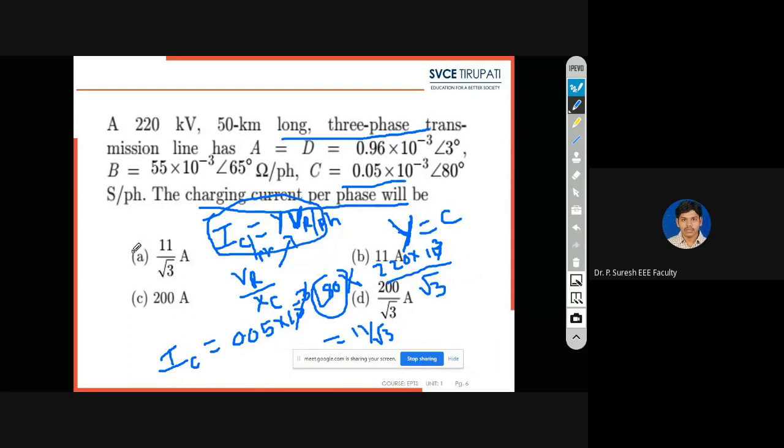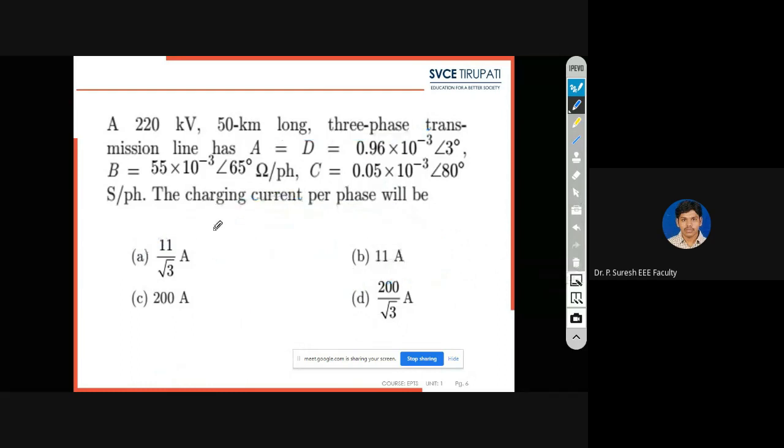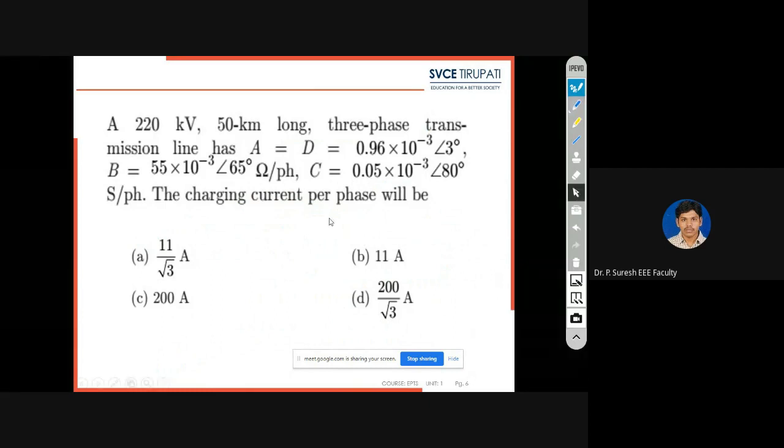So which one is the answer here? A. Is there any doubt? Is it okay? So these are a few problems in the performance of transmission lines. Okay, go to the next problem. This is a direct problem.